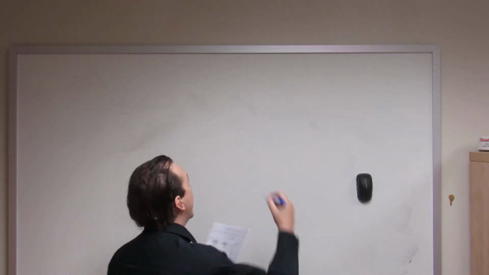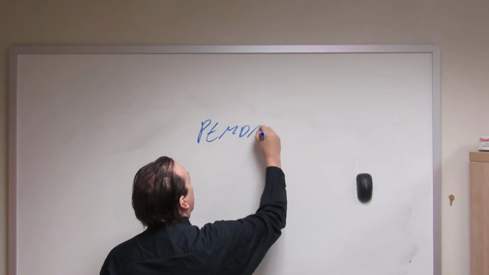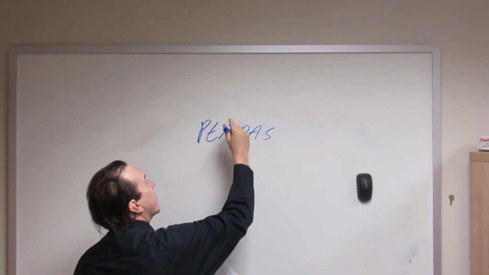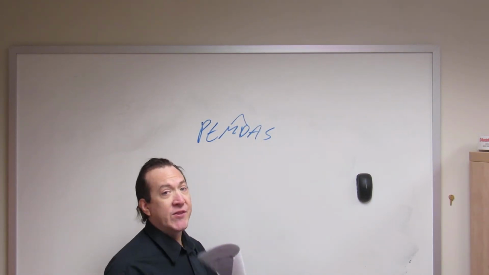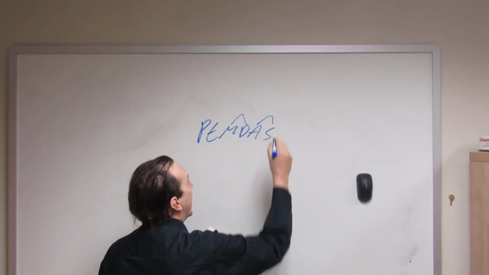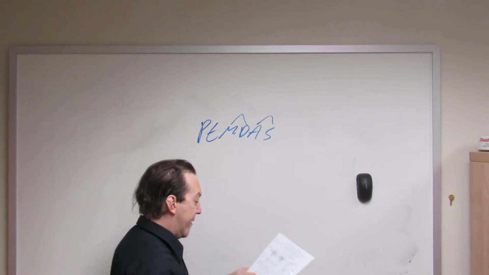Then you're going to have a whole bunch of problems where you just have to know your order of operations. Remember, PEMDAS: whatever's in parentheses first, then exponents, then multiplication and division at the same time as each other, left to right, and then addition and subtraction at the same time as each other, left to right.